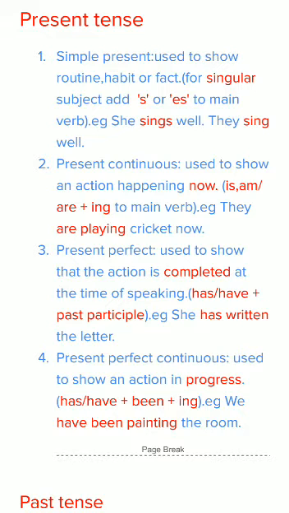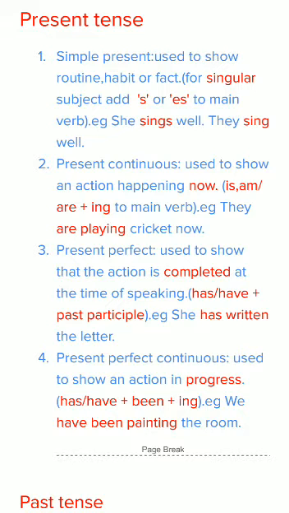The second one under the present tense is the present continuous. Present continuous is used to show an action happening now, or the action is going on, still going on. And the rule is is, am, or are plus ing to the main verb. Is and am are for singular subject and are is for the plural subject.